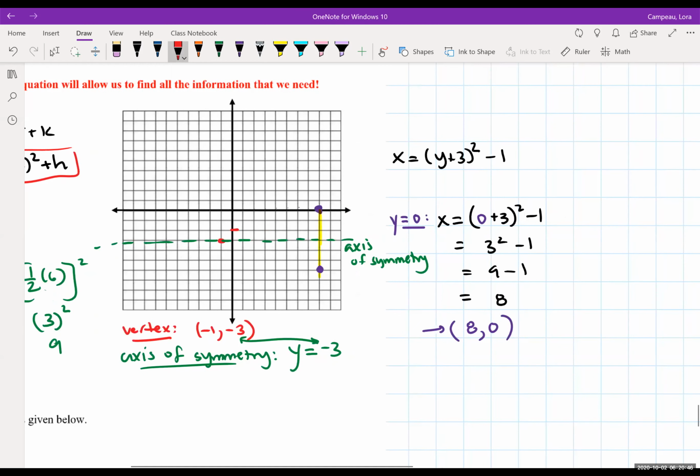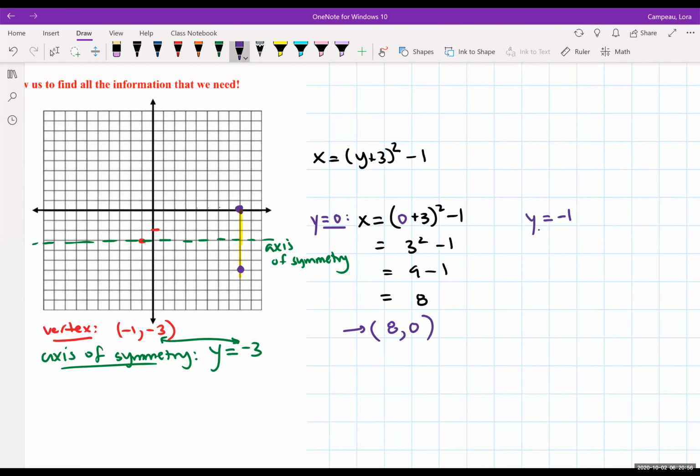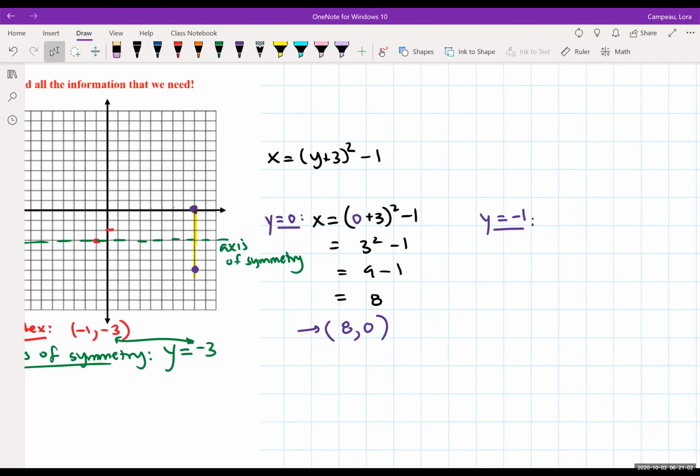Y equals -1 could also be nice. So I'll just take a little more time. Y equals, let's just say, let's do -1. It's friendlier, but feel free, pick more if you need to. So that's going to leave me with x equals -1 plus 3 squared minus 1. So we do the math. We should have 2 squared minus 1, which is 4 minus 1, which is 3.